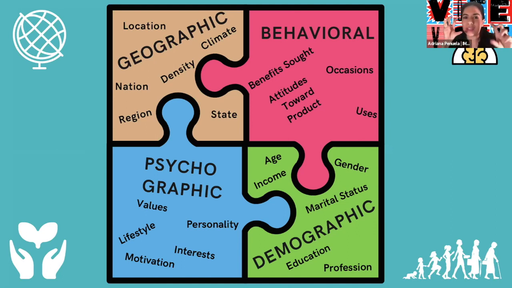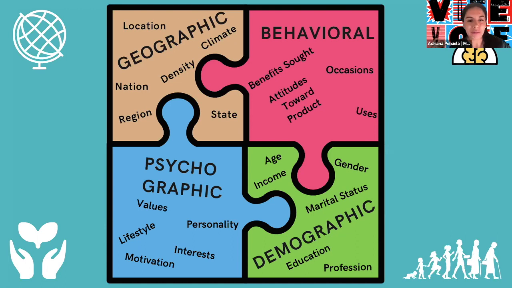Then think about the behaviors that these people are doing. How do they shop? Do they go online? Do they go to a brick and mortar store? What benefits are they seeking? Are they looking to attract? And then what attitudes toward the product do they have? How do they use it? How do you think that they will use it? And for what occasions is it used? Okay. Then in psychographic, think about the values, the lifestyle, their personality, what interests them.